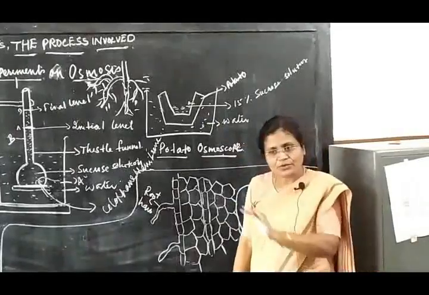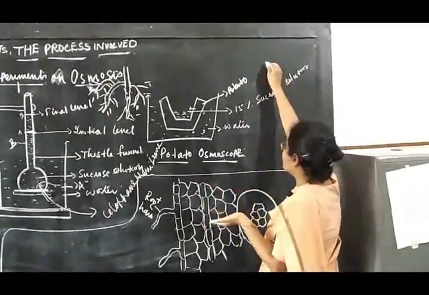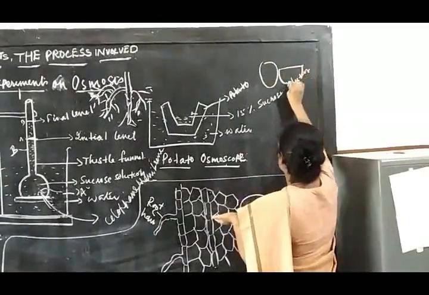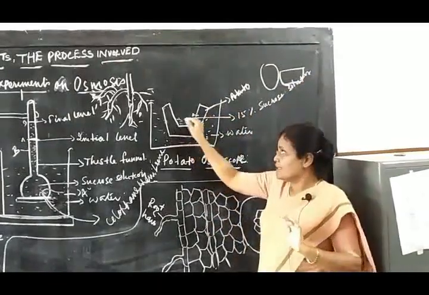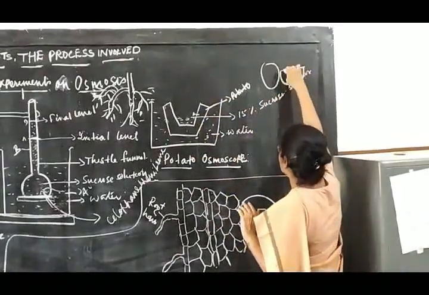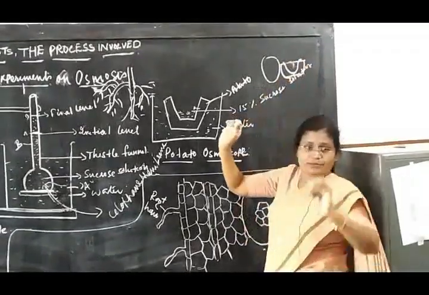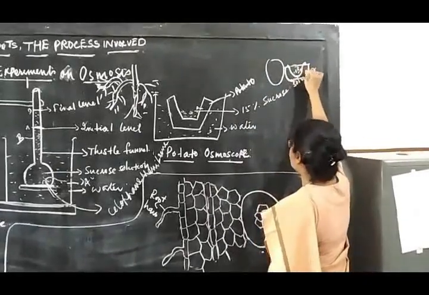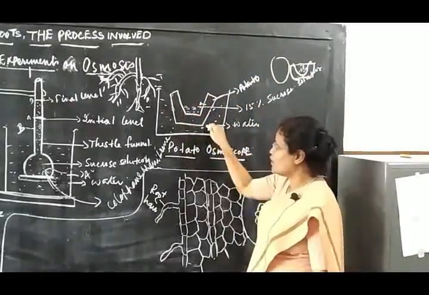So, you take a potato, cut into 2 halves, and you cut at the base. Then at the base also you cut and make it flat so that it sits in the water. Then you scoop it out nicely. So, you have a cavity here where you can put the solution. So, here you are taking 15% sucrose solution. So, this same thing is brought and kept in a beaker of water.